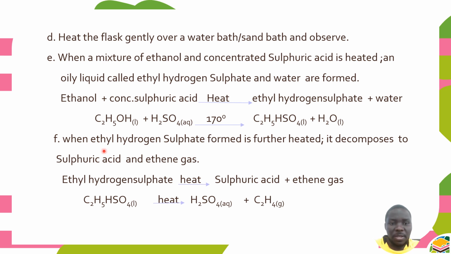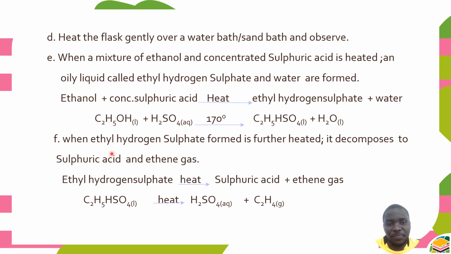And from there, the ethyl hydrogen sulfate formed is further heated. If you take ethyl hydrogen sulfate and heat it further, it decomposes to release sulfuric acid and ethene gas. Now, here we need to understand properly. Sulfuric acid is also going to be obtained at the end of the process. What comes to your mind? If we are able to obtain the same reactant on the product side, it tells us that this one was a catalyst.